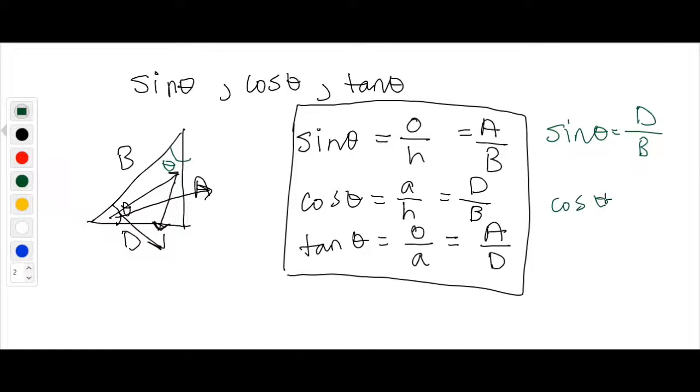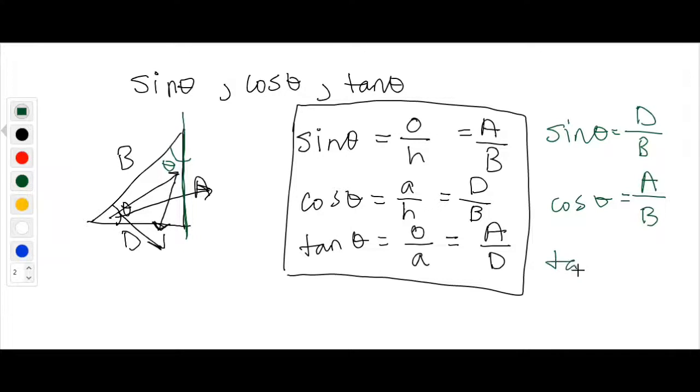Cosine theta, which is adjacent over hypotenuse. Adjacent of the green is the side that's touching it directly. We want the side that's touching it. That'd be A. Hypotenuse here would actually be B, right there. Remember, it's the longest side.